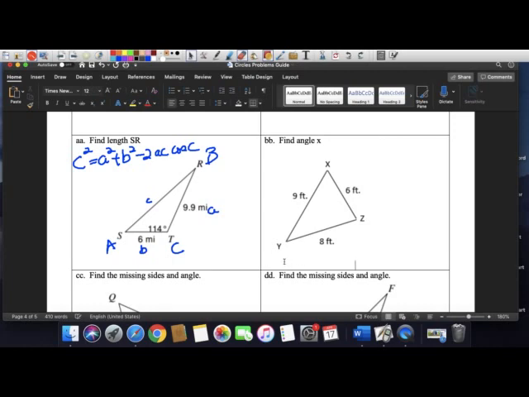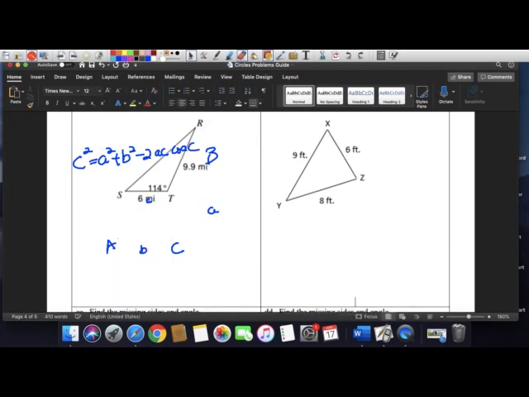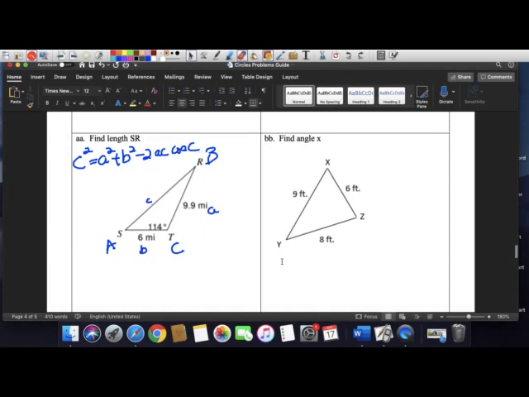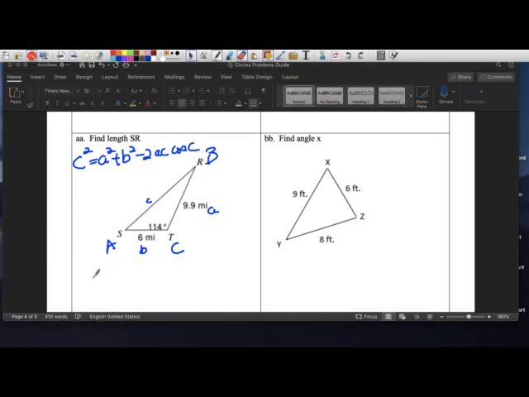Okay, so let me go a little lower. All right, that's what I want to do. So I'm going to substitute. I'm going to get c squared, which I don't know, right? I need to find the length here. So c squared equals a squared, and little a is 9.9 to the second power, plus b, which is 6 to the second power, minus 2 times 9.9 times 6, and then cosine of 114 degrees.